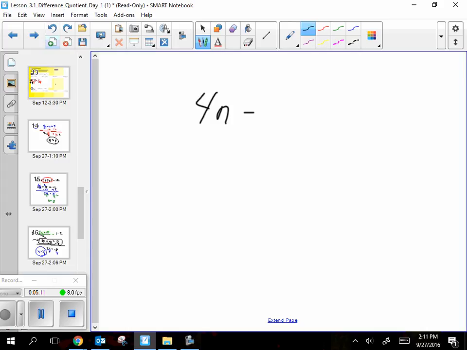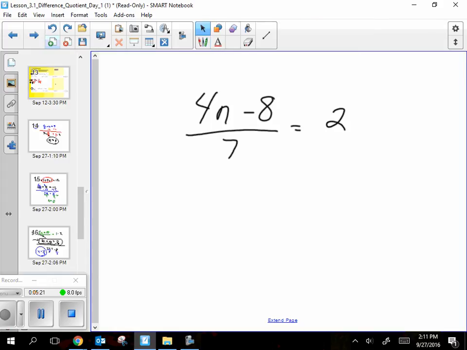4n minus 8 all over 7 is equal to 2. I'll pause for a second and not give you any hints this time. See if you can do all 3 steps and get the answer. I'll warn you, the answer might be a fraction, not like 2. It might be like 2/3 or something like that. I'll pause while you give that a shot.